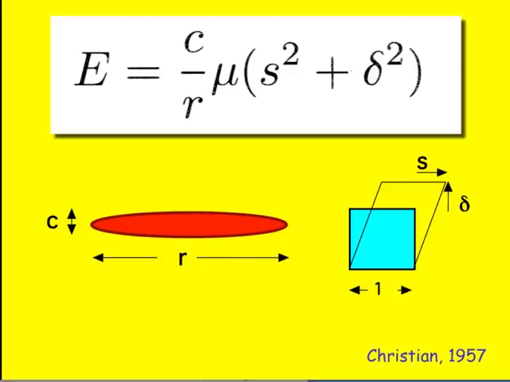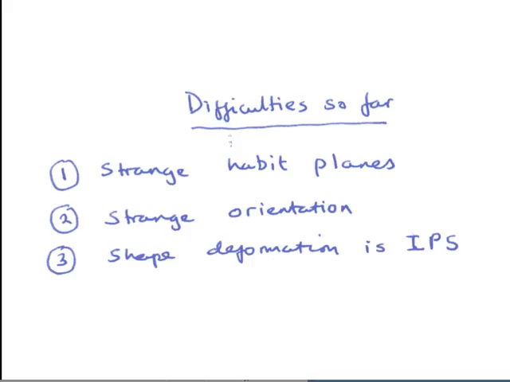So I'm just going to summarize the difficulties that I've pointed out so far. We have strange habit planes, all right? And also we have irrational orientation relationships. And we've seen that the shape deformation that we observe is an invariant plane strain, right? It's a combination of a shear and a volume change normal to the plane, so it's leaving a whole plane unchanged, unrotated and undistorted. IPS stands for invariant plane strain. But what I'm going to show you now is that it's impossible to transform austenite into martensite by a deformation which leaves a plane fully coherent. It's just impossible, okay? So our observation of the shape change is inconsistent with that, right?